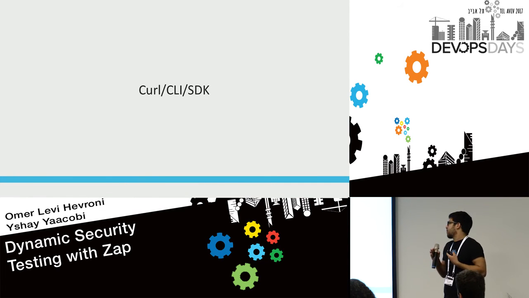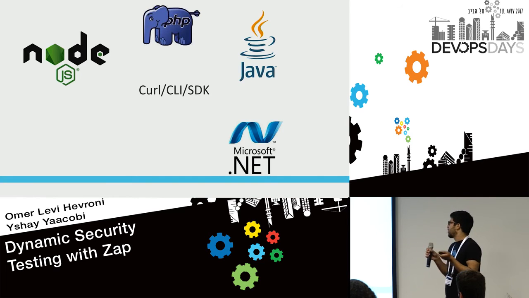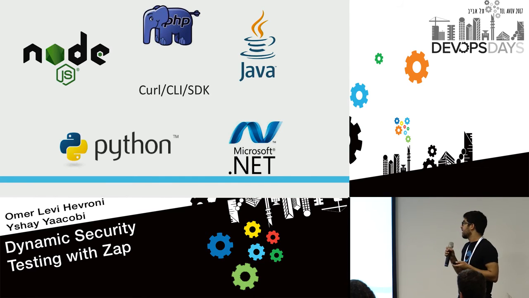And we can use curl, which is my favorite way to do it, but there's also a CLI and various SDKs because ZAP is really popular. You can use an SDK for PHP, Node, Java, .NET, whatever you wish.